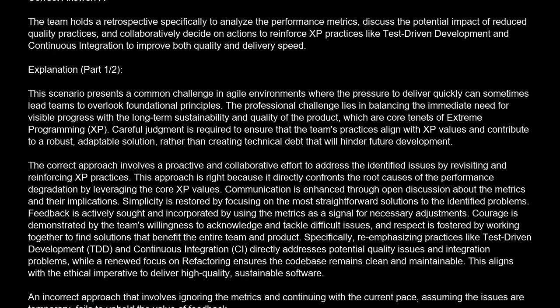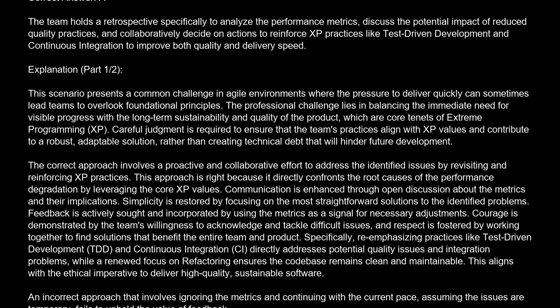The professional challenge lies in balancing the immediate need for visible progress with the long-term sustainability and quality of the product, which are core tenets of extreme programming, XP. Careful judgment is required to ensure that the team's practices align with XP values and contribute to a robust, adaptable solution, rather than creating technical debt that will hinder future development.